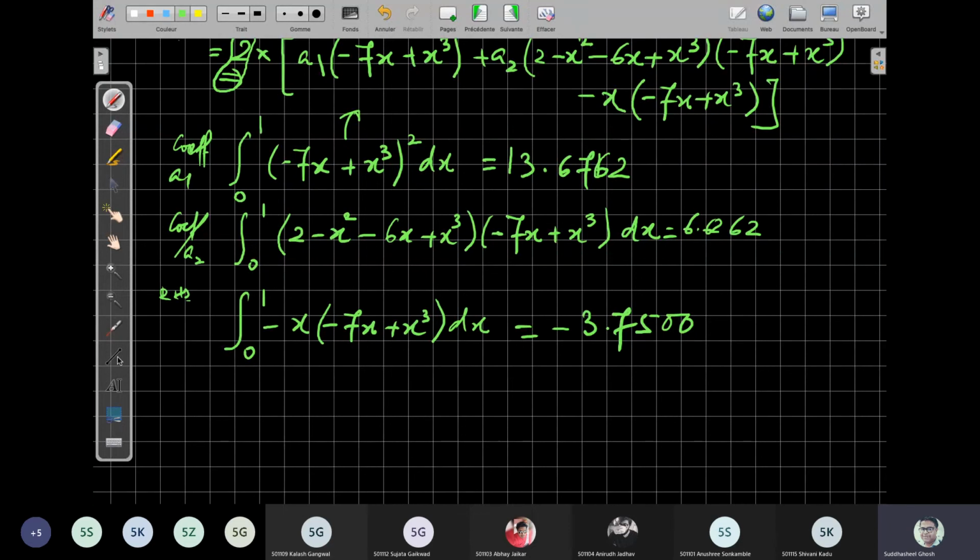This is done. What is my first equation? Please see. My first equation is like this: 13.6762 A1 plus 6.6262 A2 equals 3.7500. A term like this will come. Alright?